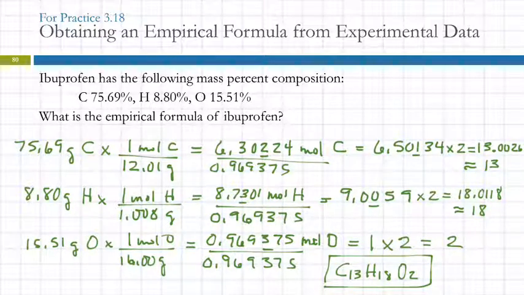Yes? Why did you multiply by 2? Why did I multiply by 2? Good question. So when I got my ratios by dividing by the smallest, 6.5 is right between 6 and 7. It's not within 0.2 of a whole number, so I can't just round it off. So then I need to multiply by something to get a whole number. In this case, it was 2. Any other questions?